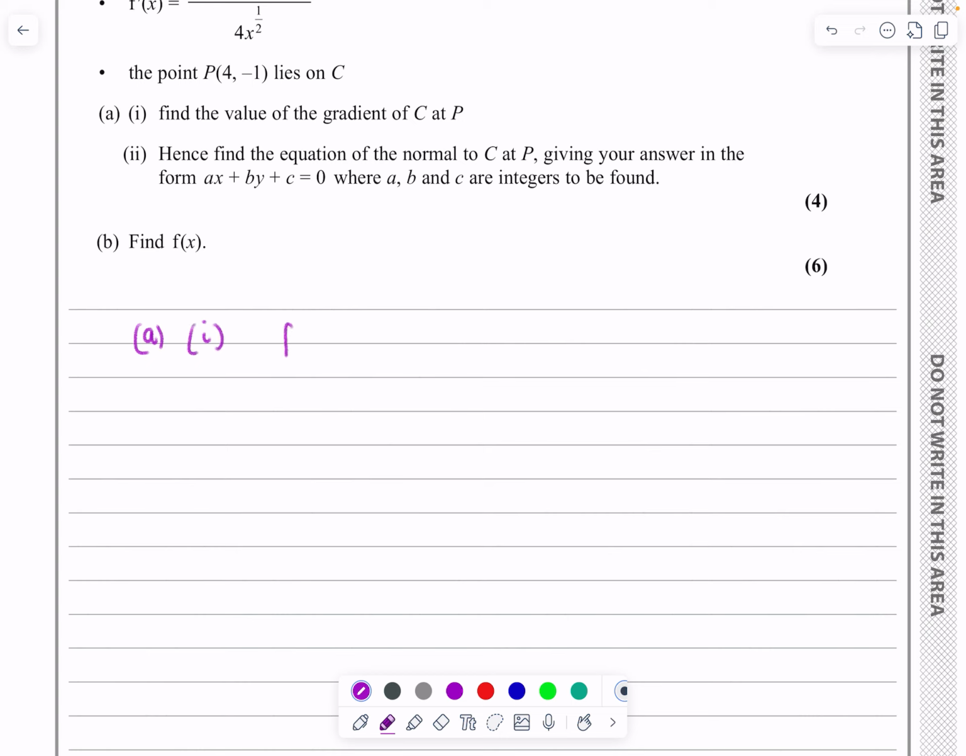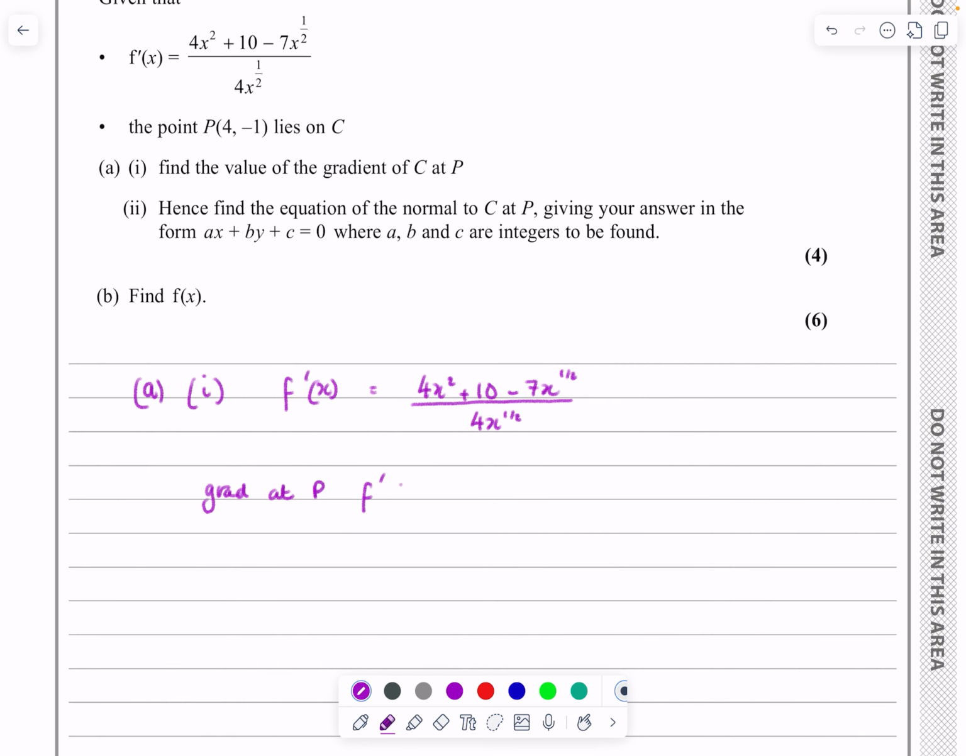f'(x) is given by that function that we just had, (4x squared plus 10 minus 7x to the half), all divided by 4x to the half, and then they want the gradient at P. So the gradient at P is just f'(x) at the point (4, -1), sorry. So what we actually want is just f'(4).